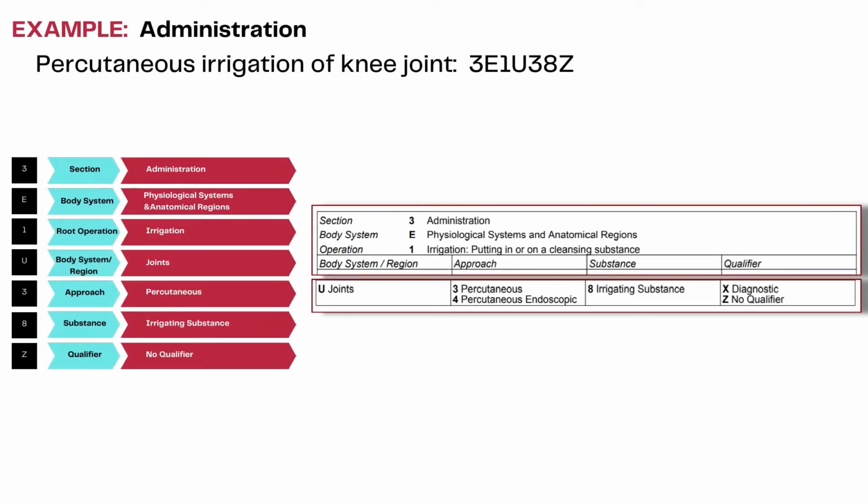Now, these are a couple of examples from the administration section. The first one is for percutaneous irrigation of knee joint. This procedure is coded to the administration section since this is only an irrigation procedure and not a true surgical procedure. If it is a true surgical procedure, then it would be coded to the medical and surgical section. So the section is administration, physiological systems as body system, irrigation as the root operation, body system or region is joints, approach is percutaneous, substance type is an irrigating substance, and no qualifier.